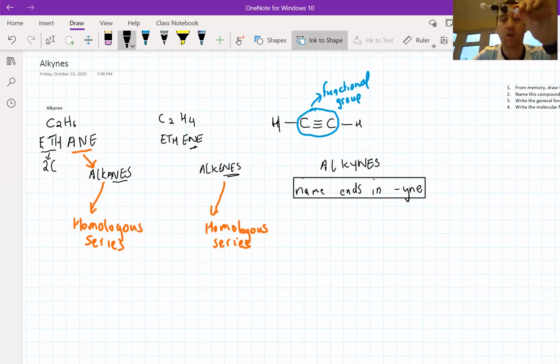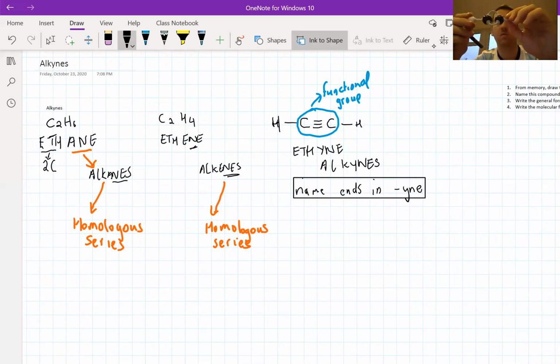Well, what are we going to call this chemical then? Well, this chemical has 2 carbons. Okay, so as usual, if you've got 2 carbons, it starts with eth, ETH. And because it's an alkyne, it ends in yne. So ethyne is the name of this chemical. And the nice thing is that we only need to know one of these guys, just ethyne. It's the only alkyne on the course.